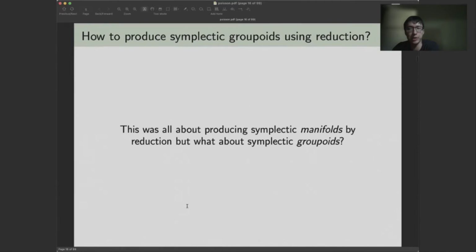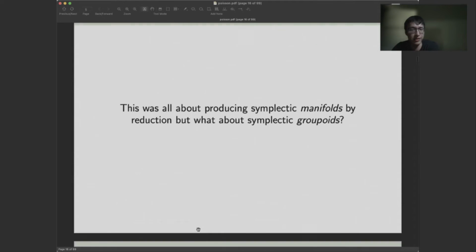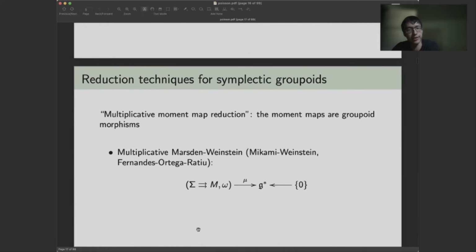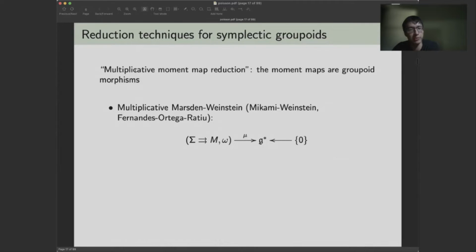So how can we adapt this idea to symplectic groupoids? It turns out that it is relatively straightforward. We can put the adjective multiplicative in front of all the methods that I mentioned. We can now talk about Hamiltonian G-spaces in which the source is not only a symplectic manifold, but it is also a groupoid. Or more precisely, it is a symplectic groupoid.